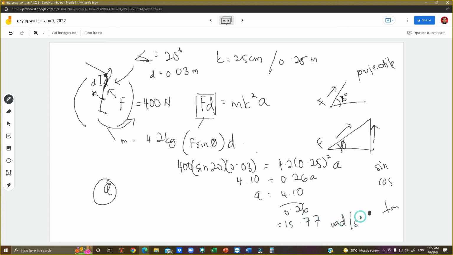radian per second square. Means that when we applied 400 Newton at the patella tendon, it caused the leg to rotate at an angular acceleration of 15.77 radian per second square. Ni kegunaan impulse lah. Means when we applied that kind of force towards the system, it caused the system to rotate. Itu angular impulse. Okay, that is angular impulse.